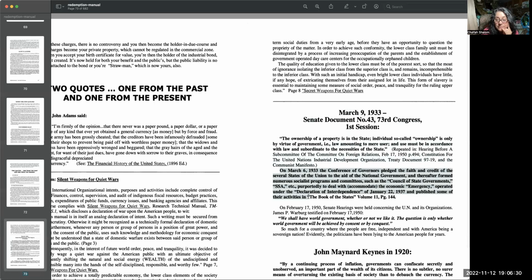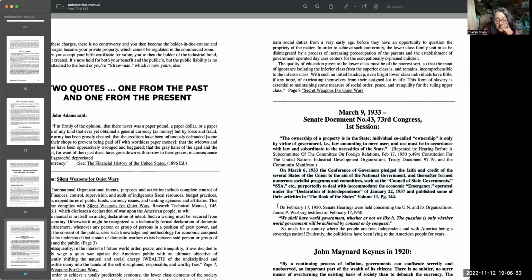Wow, I've never heard of that one. Because that was in January 22nd, 1937, before you were born. Oh, okay. And published some of their activities in the Book of the States, Volume 11, page 144. This will be a really good thing to send to the tax collector over there for my timeshare. I'm going to do it.